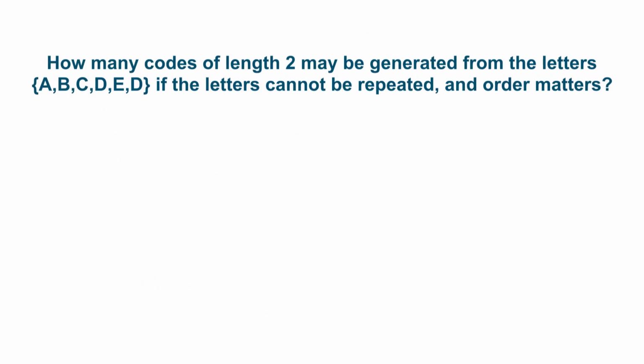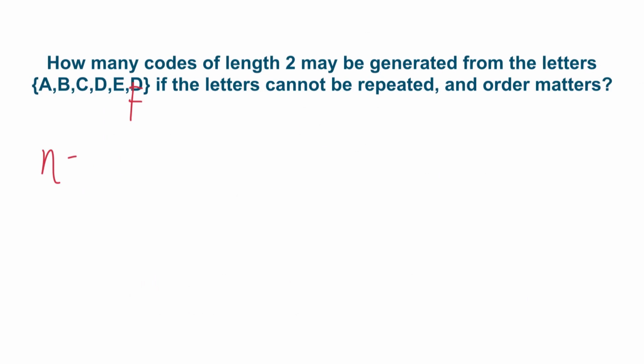So let's look at another example. Here, I'm going to look at codes of length 2 that can be generated from a certain number of letters. So I have 6 letters here, A, B, C, D, E, and F. And I want to look at codes of length 2. So different pairs that I can create here. I won't allow repeats. So once I use one letter, I can't use it again. But I'll say that order matters. So for example, the code AB is considered distinct from the code BA.